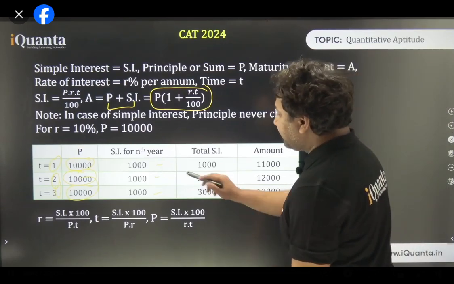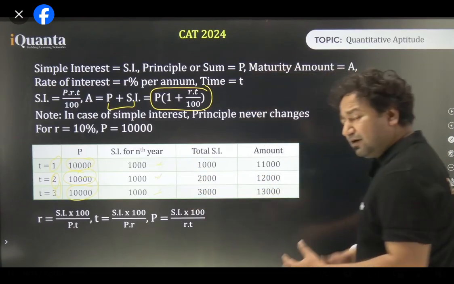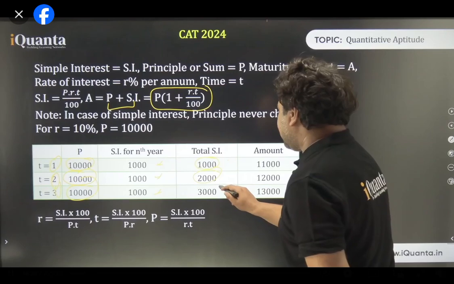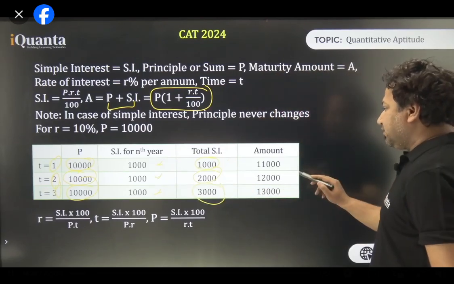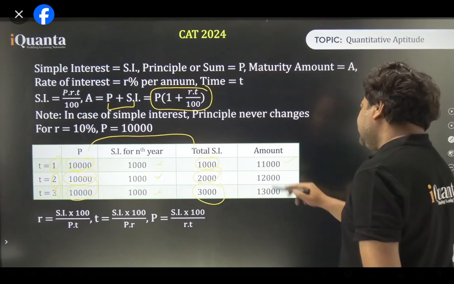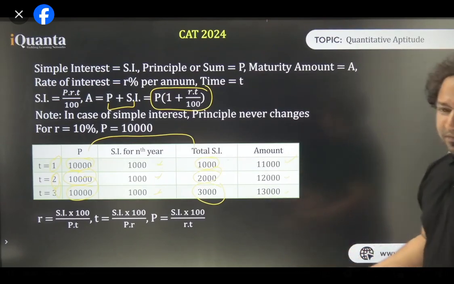Okay, so as you can see, the SI for all the years individually is 1,000 and it gets accumulated. First year is 1,000 only, second year 1,000 more, that becomes 2,000. Third year it becomes 3,000. And the maturity amount, basically we have added the second and the fourth column, 10,000 plus 1,000, 11,000, then comes 12,000, then 13,000. It's very simple. Nothing much to do over here.